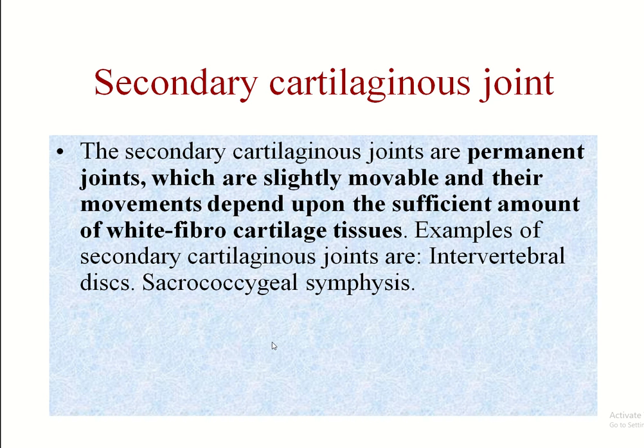Secondary cartilaginous joint is mainly found in the midline of the body. These are the permanent joints and slightly movable, and it is usually formed by the fibrocartilage. These are the examples of the secondary cartilaginous joint: intervertebral disc, sacrococcygeal symphysis, or pubic symphysis.